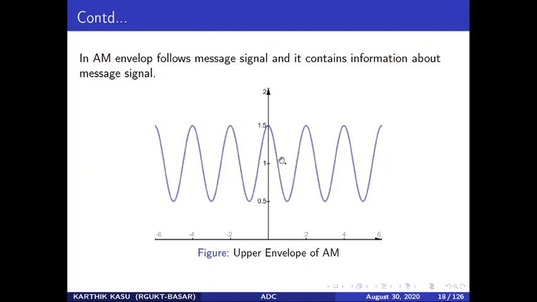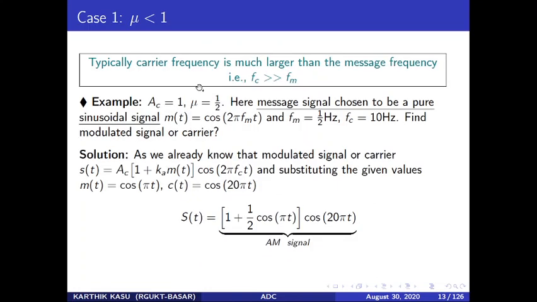Okay. So envelope is a curve. It is not a value. Amplitude can be a value. So what is the difference between an amplitude and an envelope? Amplitude can be a value. But envelope will not be a value. It is a curve, because as I told you just now, it joins all the peaks of a signal. Now, this is about case 1. Remember, this is case 1. What is case 1? When mu, the modulation index, is less than 1. So here in this case I have taken mu equal to 1 by 2.